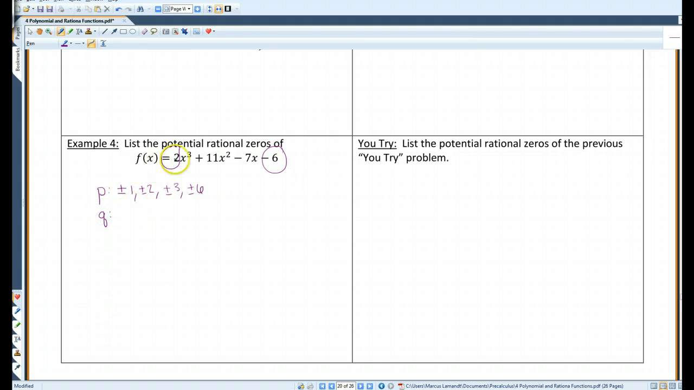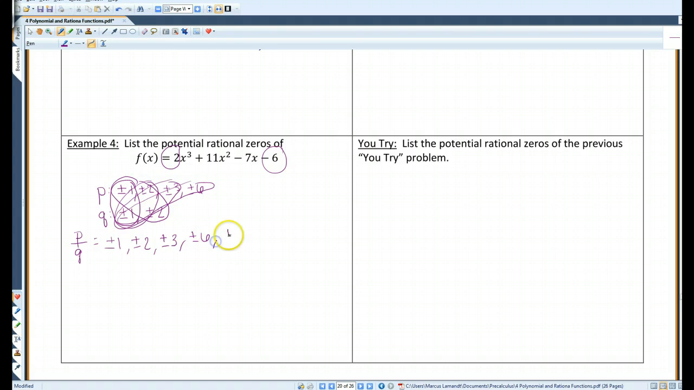Q is going to be all factors of this number too. So positive negative 1, positive negative 2. So the potential rational zeros would be all possible quotients p over q. 1 divided by 1 is just 1. 2 divided by 1, that's just 2. 3 divided by 1 is 3. 6 divided by 1 is 6.